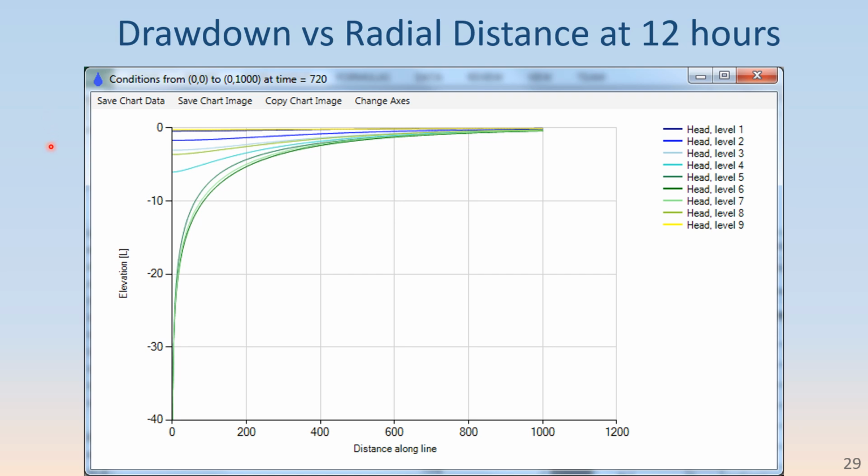Here's an output plot of head versus radial distance from the pumping well in each of the 9 layers at the end of that 12-hour or 720-minute pumping session. And you can see that the strong drawdown occurred in levels 5, 6, and 7, which were spanning the well screen, and lesser drawdowns in layers both above and below it. And all of these drawdowns, of course, taper with distance, and the drawdown at the pumped well is around 40 feet, which was a match to what was observed.